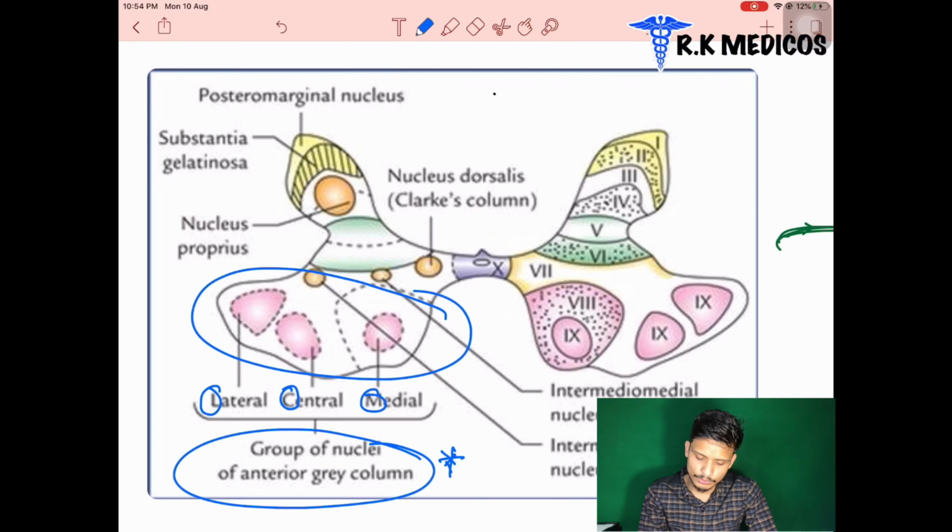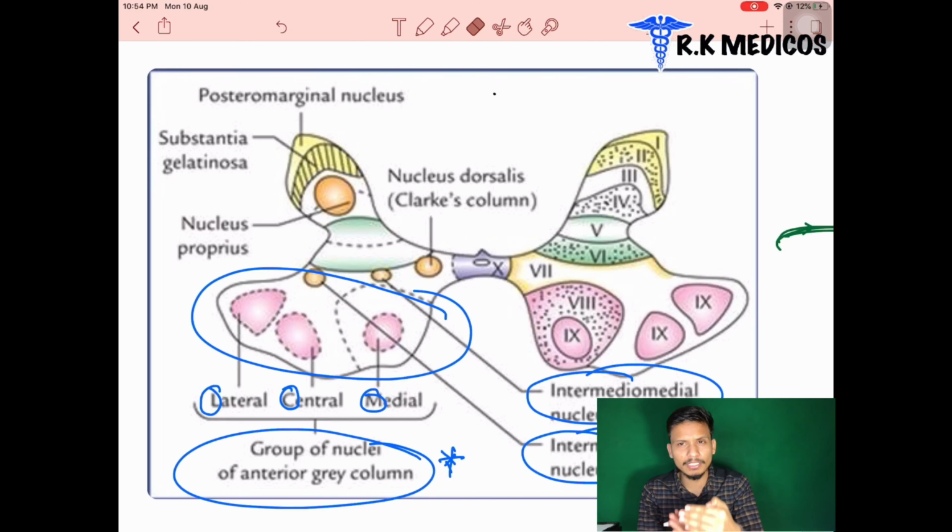Now we are going to see the middle one, where there are the intermediomedial nuclei and the intermediolateral nuclei. Basically they are located in the intermediate part. That's why they are called intermediomedial and intermediolateral nuclei. There are 2 types of nuclei in the intermediate horn or lateral horn, medial and lateral. They are called intermedio because they are present between the anterior and posterior horn. They are the 2, and their functions you know now.